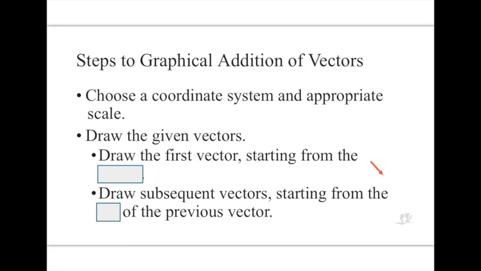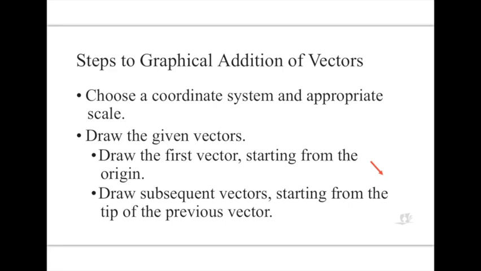We're going to draw the given vectors. So the first thing you're going to do is draw your first vector, your first movement. And since we're going to be doing it on a Cartesian plane, you're going to start at the origin. What do I mean by origin? If you're on a Cartesian plane, your origin is going to be 0, 0. From there, you're going to draw your subsequent vectors. Subsequent means your following vectors, the ones that are behind it, starting from the tip of the previous vector.